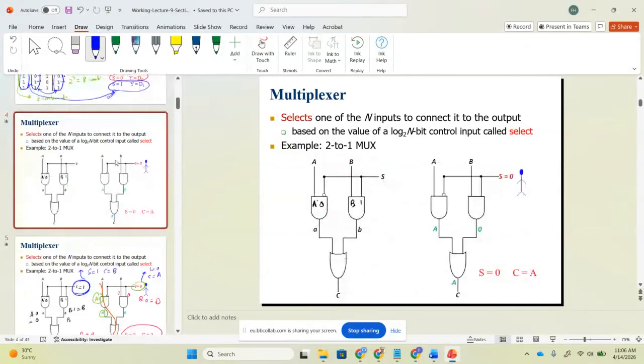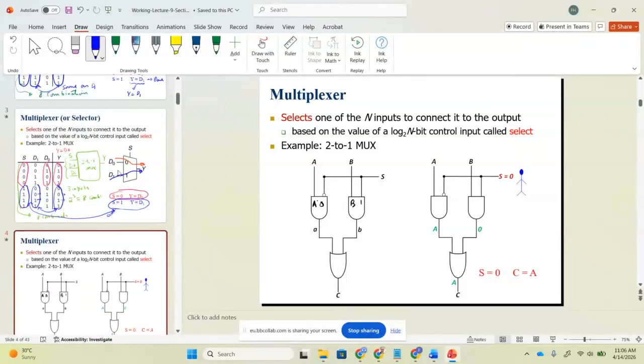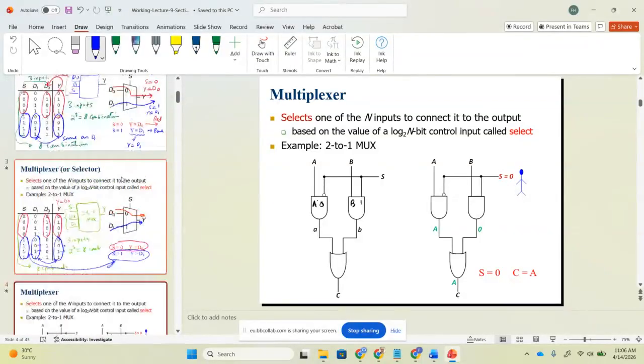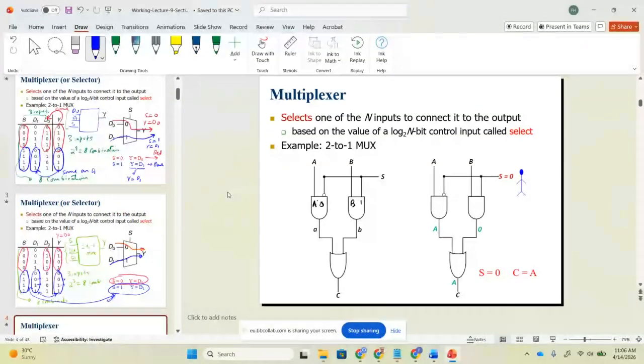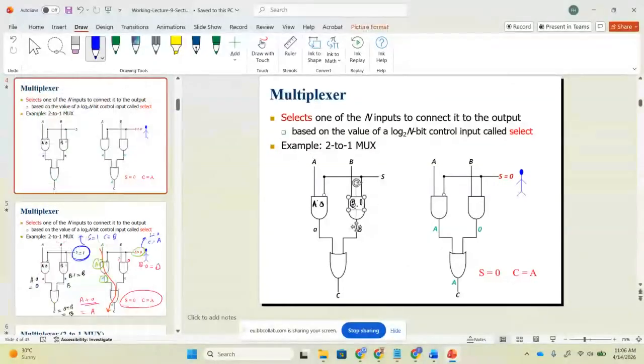Now let's check it. If you look at here, the block of the 2-into-1 multiplexer, and this is the gate level diagram of a 2-into-1 multiplexer. Got it or not got it? If you look at this gate level diagram of this multiplexer, there are two possibilities. Got it? When S is equal to 0.